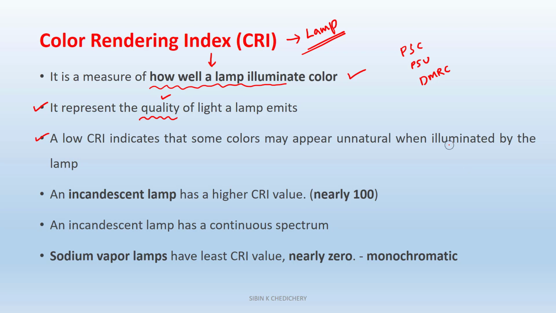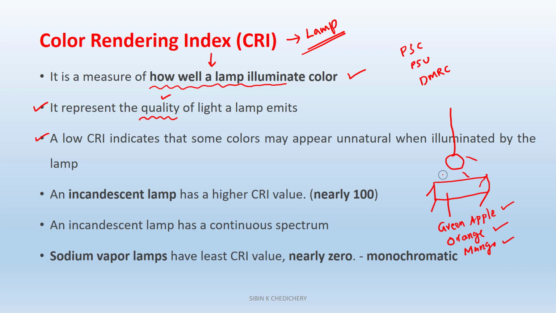Let's take an example. Suppose we have a table here. There are some fruits kept here, like a green apple, then an orange, then a mango. I said this because these items are green in color, then orange, then yellow. These three fruits are kept over this table. Suppose we place a lamp here and switch on the lamp, then we can see the things here, right?